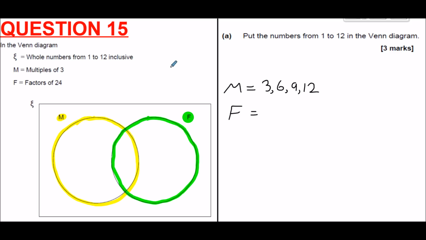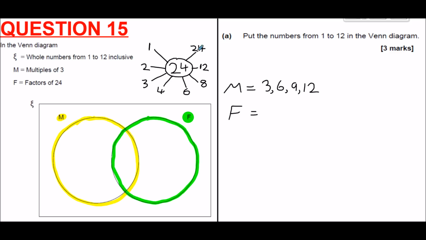Now factors of 24, all that means is what numbers we can divide 24 by. So the smallest thing we can divide any number by is 1. Anything divided by 1 just stays as the number itself. Higher than 1, we could have 2. So 2 is a factor of 24. And 24 divided by 2 is 12. We can also divide 24 by 3, which gives us 8. And finally, we can divide 24 by 4, which gives us 6.